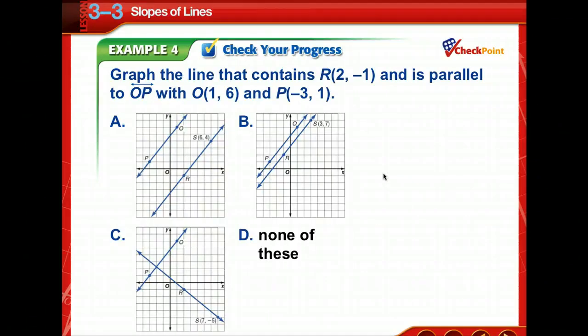Okay, so time to graph the line that contains 2, -1, and it's parallel to line OP. So which one of these would it be? Pause the video for a moment and check your answer to see. Very good. The answer is A.